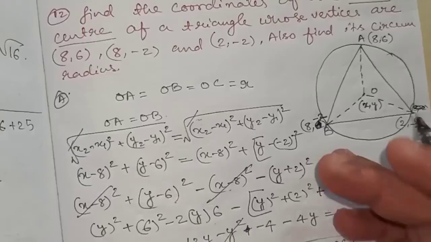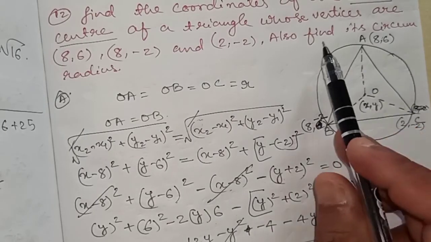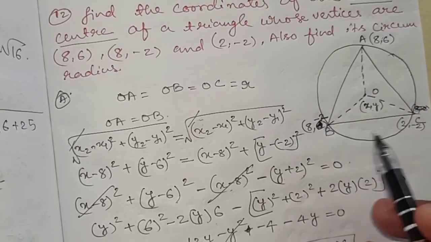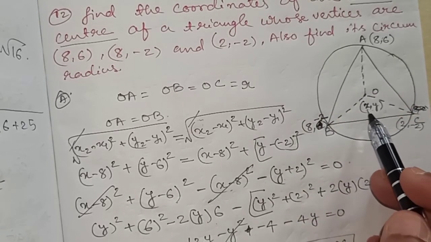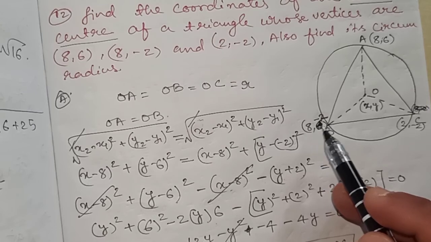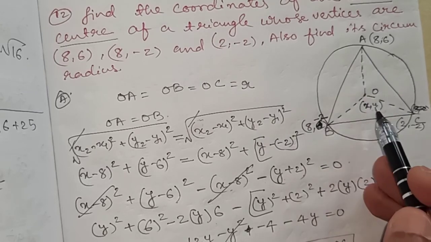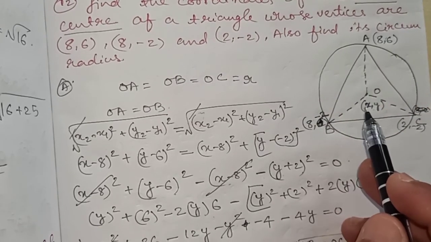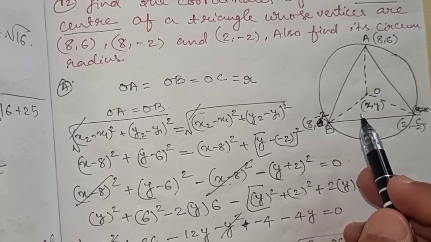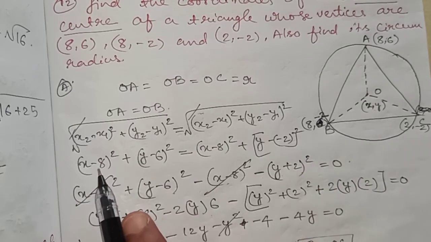One more thing you remember, whenever there will be variable and the other coordinates will be numbers, then always you write the variable first then number, like x minus 8, y plus 2, x minus 8, y minus 6. In this way you write. Don't write number first then variable. Always you write first variable then numbers.